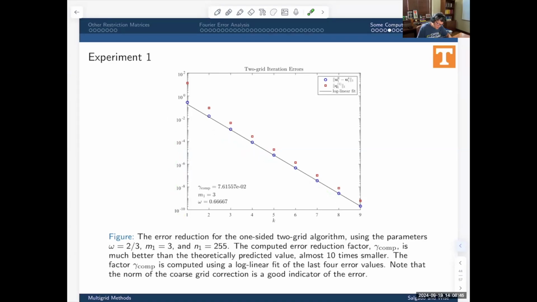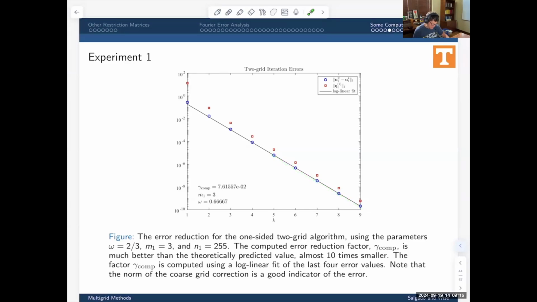So by iteration number 8, it looks like we've already got an error which is less than 10 to the minus 8. By iteration number 9, it's getting close to 10 to the minus 10. That's the exact error. And so what we do with this is we're taking the last 4 errors that we compute, and we're doing a log linear fit. And we're computing, well, what is the reduction in the error that we observe?